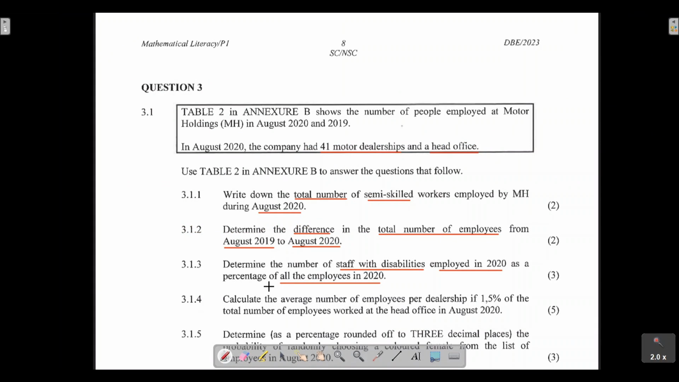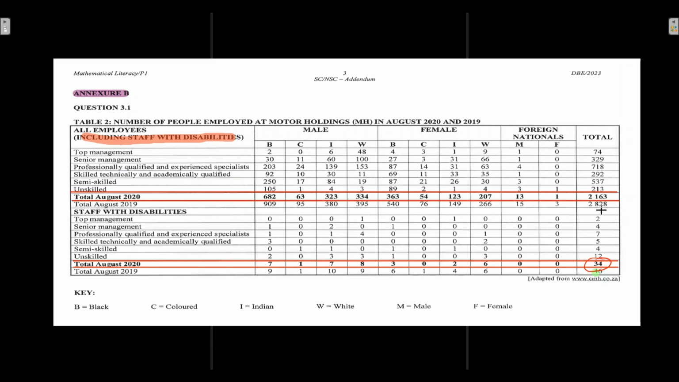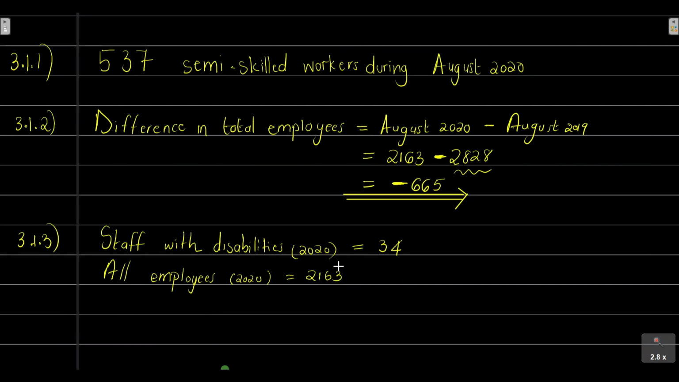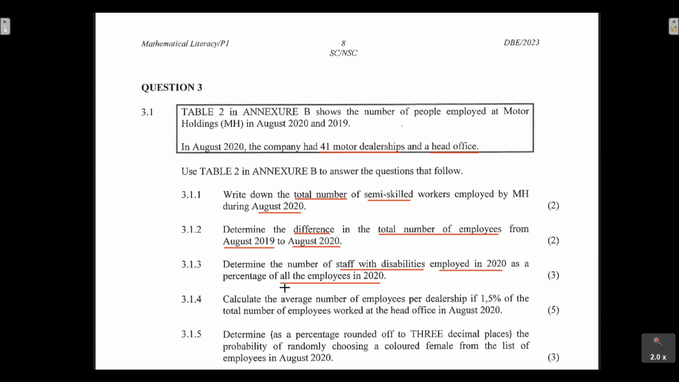And then what was the number of all the employees in 2020? We remember we already did this in the previous question. The total number of employees for 2020, we're going to be focusing on this row. Remember, we already did this, but I'm just doing it again. So the total employees was 2,163.